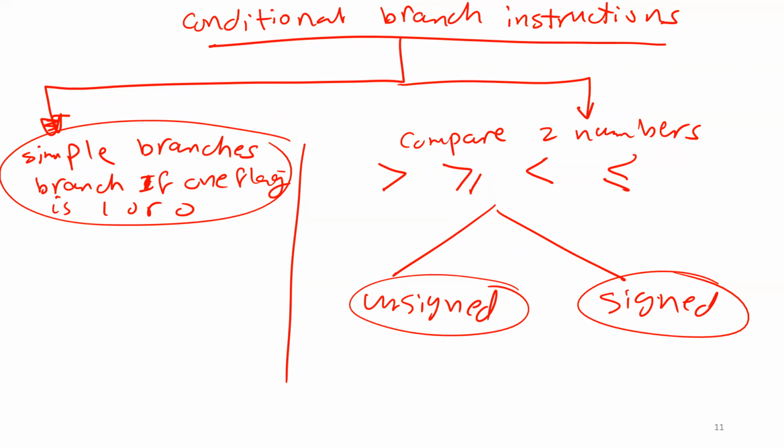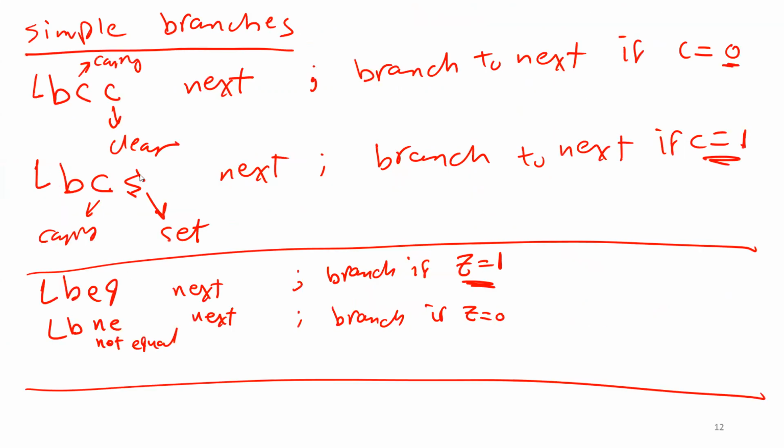Because I'm going to branch by looking at one flag, 0 jump or 1 jump. Okay, as you will see now, so that's why they are simple. We have other branches, like greater or equal, less or less or equal. Okay, so let's start with the simple ones. So for the simple, that's all what we have. Look here, guys. B means branch. L means long here.